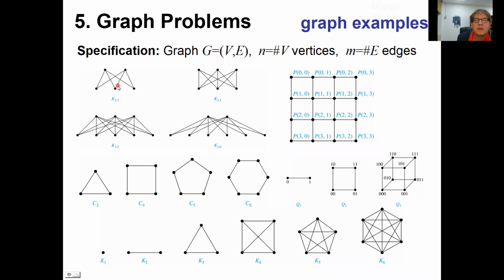Here we have the complete bipartite graph. The graph is bipartite if the vertices can be partitioned into two groups. And here you see already the drawing in such a way to reflect these groups, right? So here's one group and here's another group. And a complete bipartite graph is one, well, let me first say what a bipartite graph is.